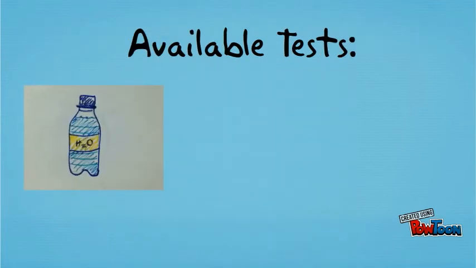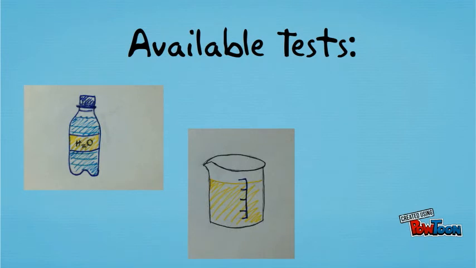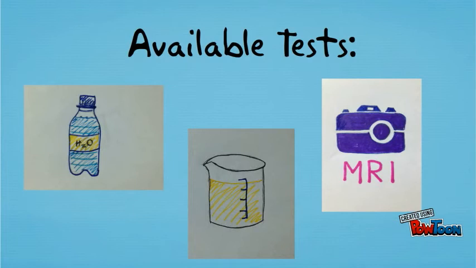Available tests to test for DI include the water deprivation test. Water is withheld for several hours, and body weight, ADH, and urine output and concentration are then monitored. Other tests include urinalysis, a physical and chemical examination of urine, or an MRI. An MRI is used to observe abnormalities in or near the pituitary gland.